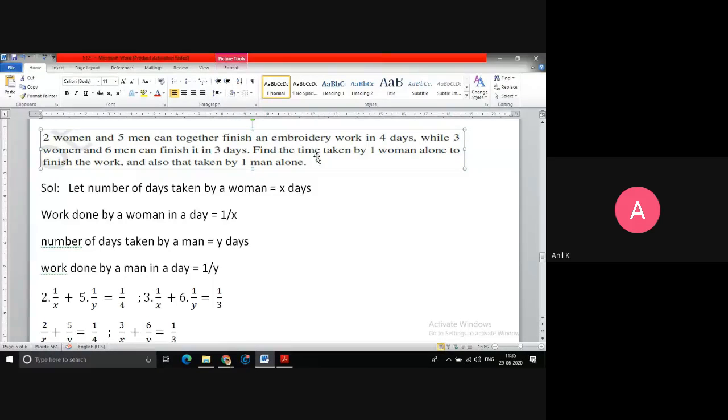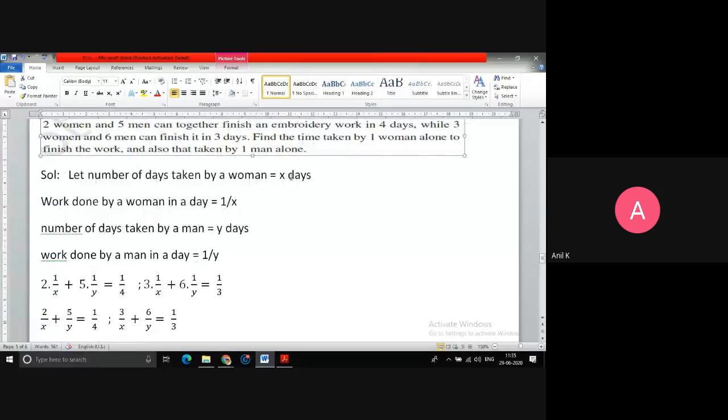Now what is the question? Find the time taken by 1 woman alone to finish the work, and also that taken by 1 man alone. Instead of 2 women and 5 men, or instead of 3 women and 6 men, if 1 woman works, how many days will she take to finish the work? Or if only 1 man is working, how many days will he take to finish the work? Instead of these many people, if only one person is working, how many days will he or she take to finish the work?